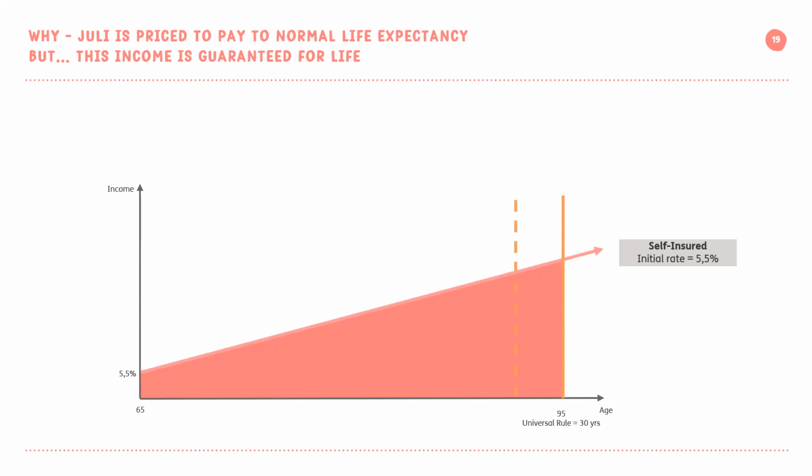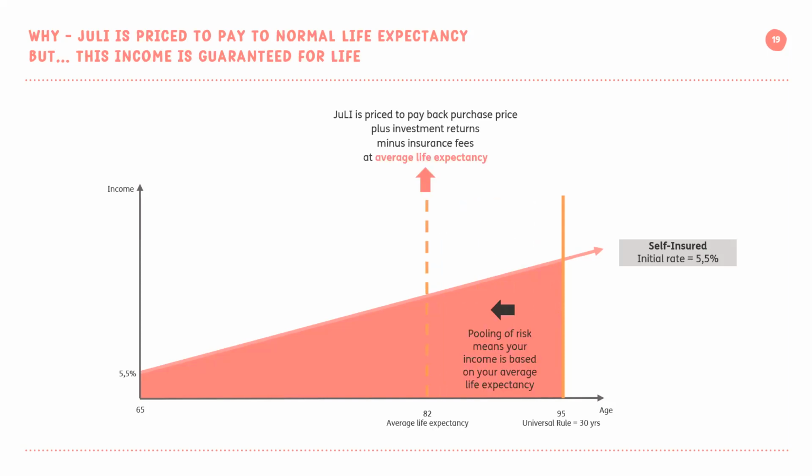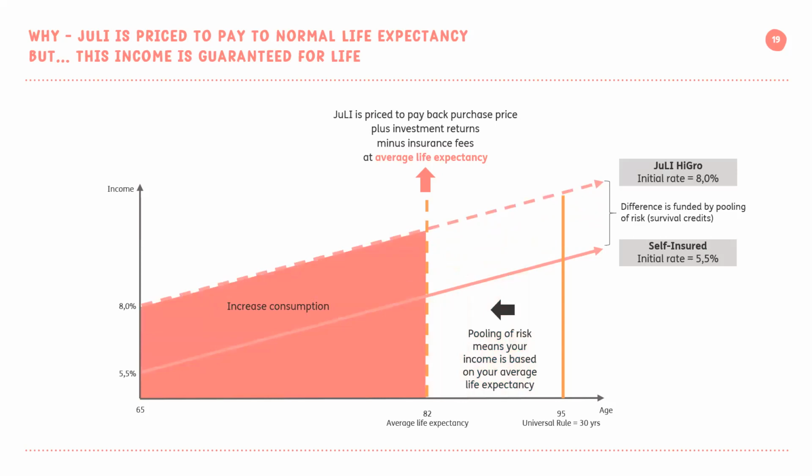Whereas when you purchase a life annuity, we as an insurer are pricing based on the average, which means some people will live longer, others will die sooner, but on average, people live to 82. So if we only price to 82 on average, that's 17 years instead of 30 years, which then simplistically means we can start a person off at a higher starting income, 8% versus 5.5%, which means that you're going to get more bang for your buck.